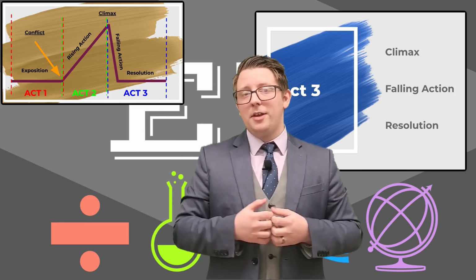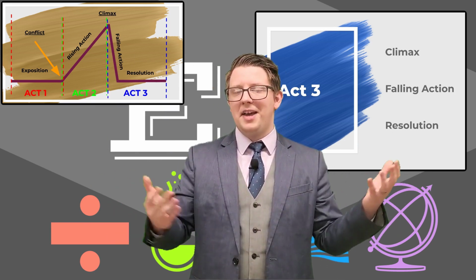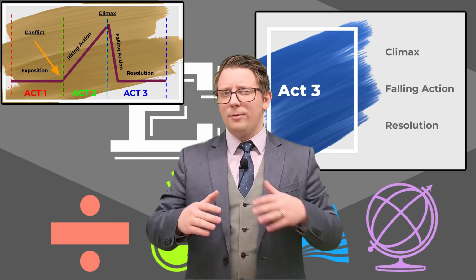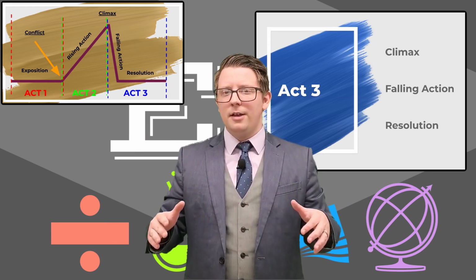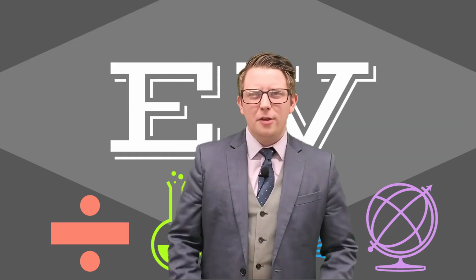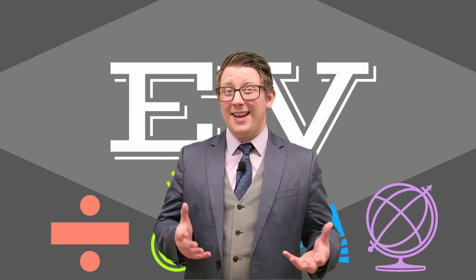After the climax, we have something called the falling action. After that great battle has happened, the tension starts to fall back down to normal, and then we hit the resolution. The resolution shows that the world has been set back to its normal intensity. So that's our basic 3-act structure in a nutshell.